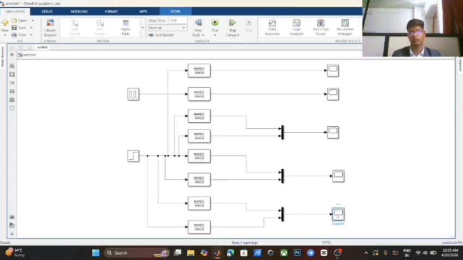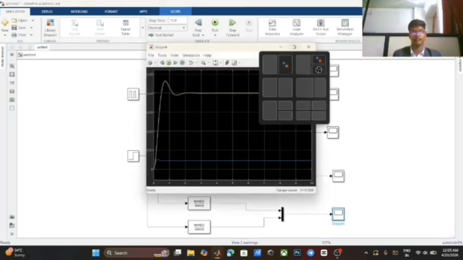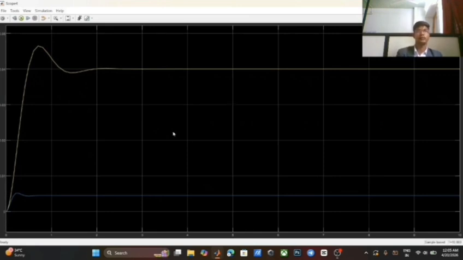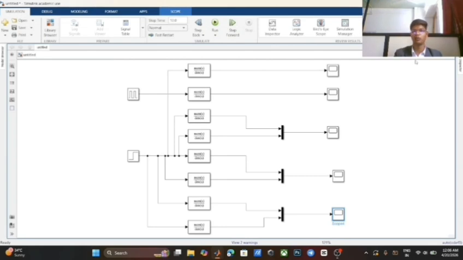We can go to the last scope. This scope represents the effect of natural frequency. This graph shows the effect of natural frequency on the system response. The yellow curve shows that a higher natural frequency gives a faster response and large overshoot. The blue curve shows that a lower natural frequency gives a slower response with small overshoot. Overall, increased natural frequency makes the system respond faster, but it may increase overshoot and oscillation. So this is our output waveform. Thank you.